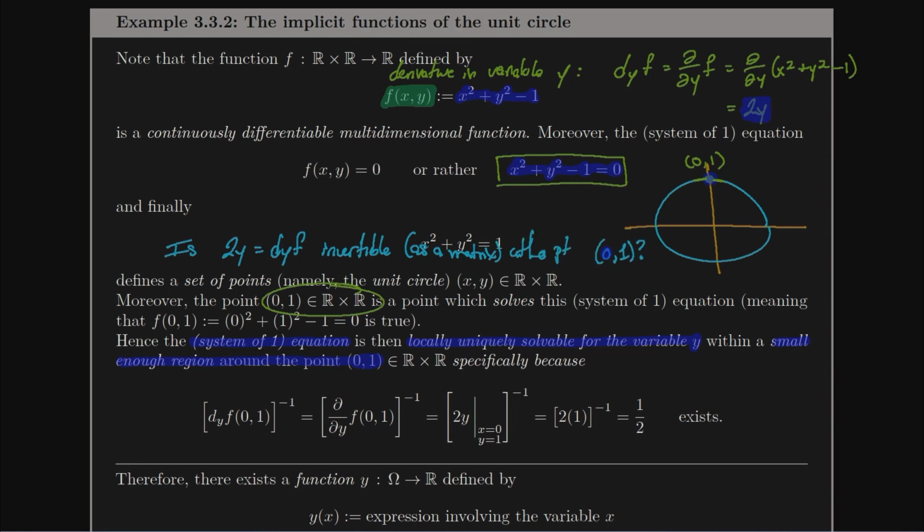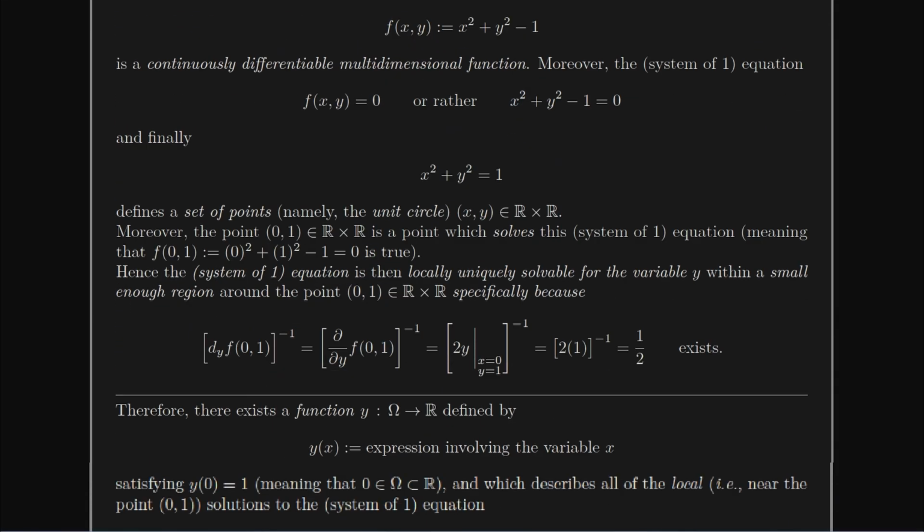Well, 0 is the x input, so I'm going to plug in 0 for x here, but of course there is no x there. 1 is the y input, so I plug a 1 in for y, and I get 2 times 1, which is equal to 2. Is 2 invertible considered as a matrix? Of course, the inverse of 2 considered as a matrix is 1/2. And so the inverse exists, which means the answer is yes, you can solve for my expression uniquely in terms of y in some region around the point 0, 1.